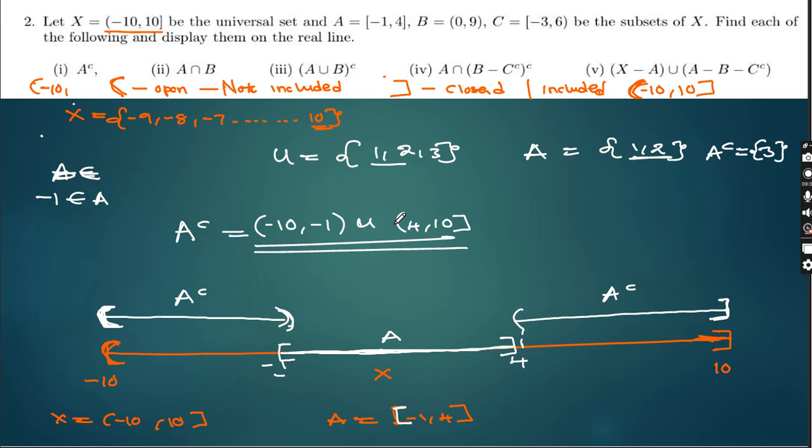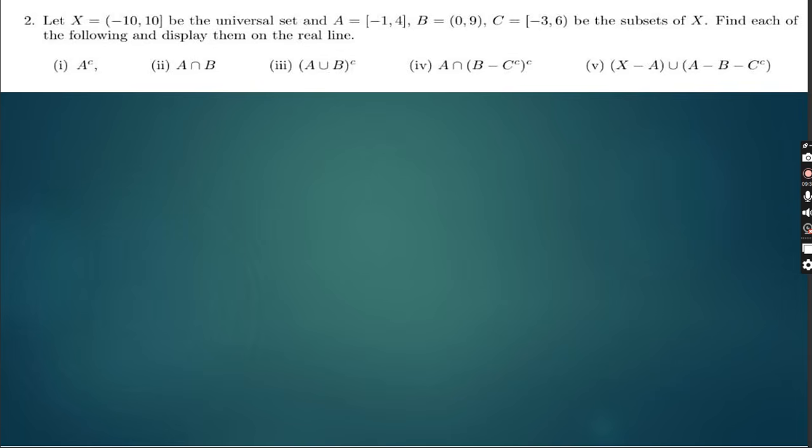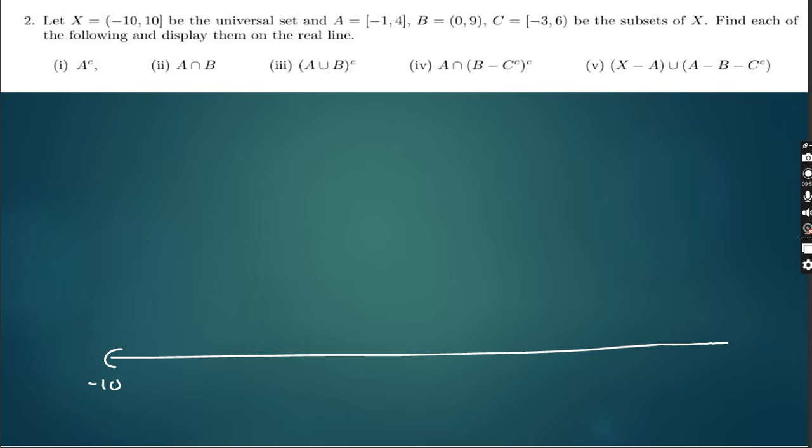Okay, let's go and do question 2. Question B, okay? Question B, we are going to find A intersection B. What you need to know about A intersection B is the set of elements which are found in both A and B. As usual, we are going to draw our universal set here. Okay, we draw our universal set. It is running from -10 all the way to 10, both included.